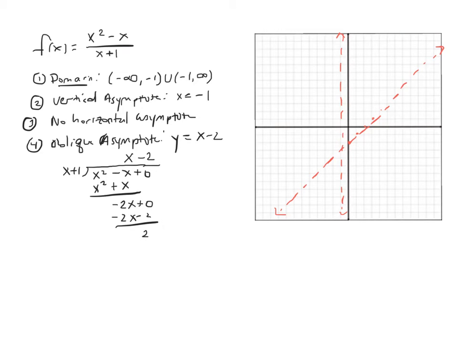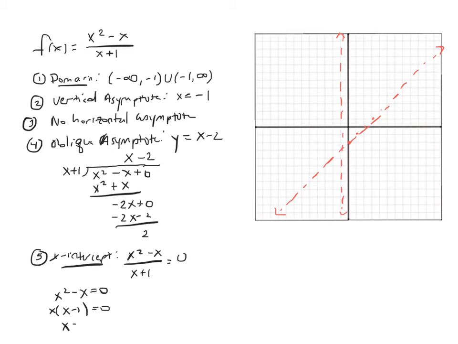Now we find our intercepts. We find the x-intercept by setting y equal to 0. So x squared minus x over x plus 1 equals 0. That's when x squared minus x equals 0. We can factor out an x. And our x-intercepts are happening at 0 and 1. Our y-intercept is going to happen when x is equal to 0. And that's at y equals 0, which we already have because we've got x equals 0.